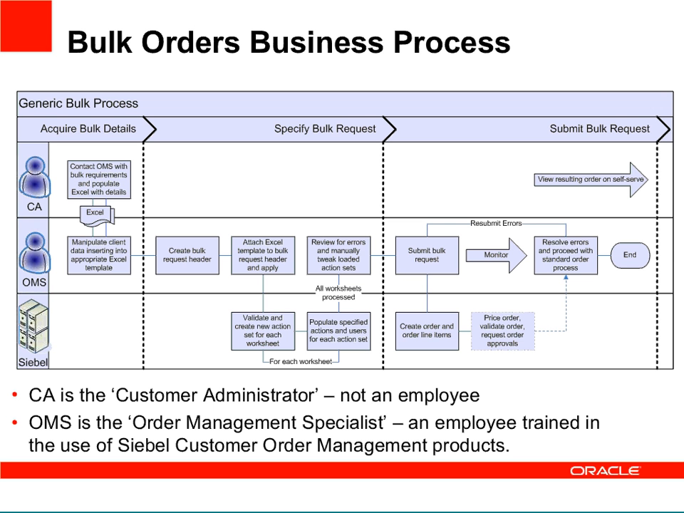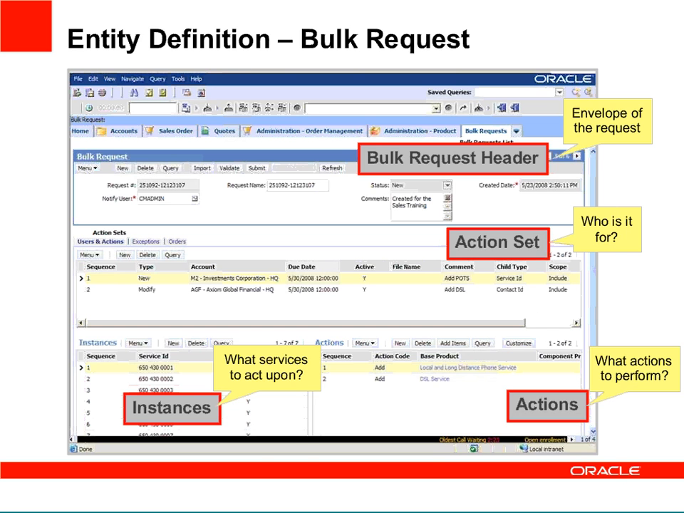The application validates and creates a new action set for each worksheet. It populates specified actions and users for each action set. The OMS reviews for errors, fixes them, and submits the bulk request. The application now creates the order and line items. If there are errors, the OMS resolves them manually and resubmits the process.